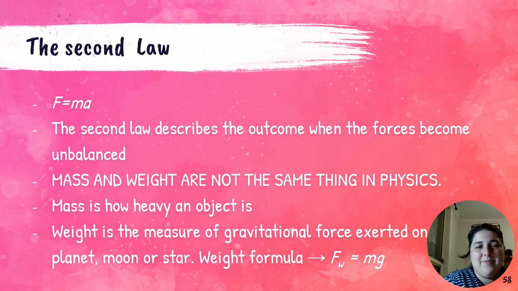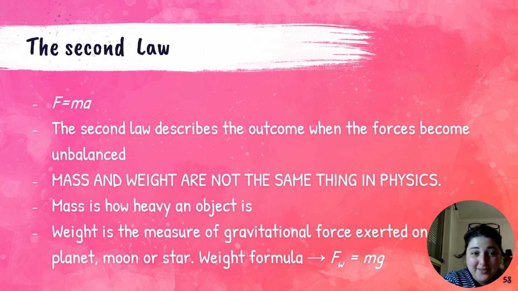Alright, so the second law is F equals ma. It is an equation, which, if you write this out, is force is equal to mass times acceleration. So the second law describes the outcome when the forces become unbalanced. Mass and weight are not the same things in physics. I know we use them interchangeably usually, but in physics they are not the same thing.